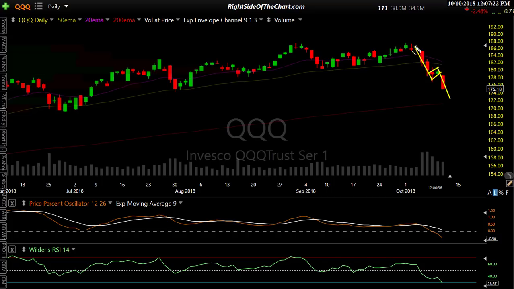And then the measured target would be the distance of the flagpole down to the bottom of the flag where I drew it, added to the top. I just eyeballed it here. When I do this on my charts, I'll show you how I do it. You can start at the top of that candle, or if you want to be conservative, start at the top of this impulsive candle there. I think it's better to be conservative on this one.